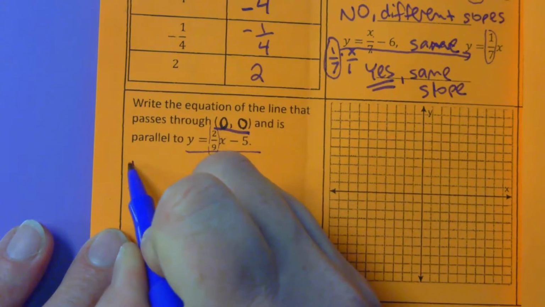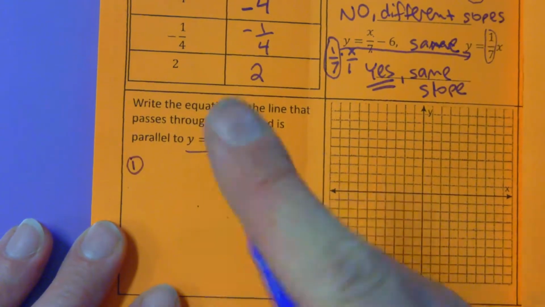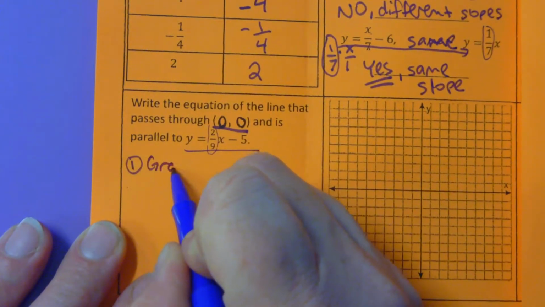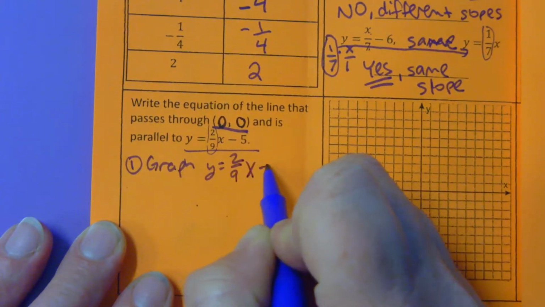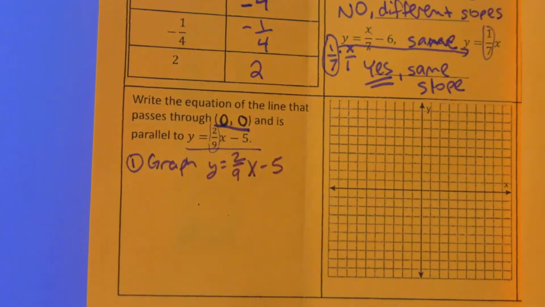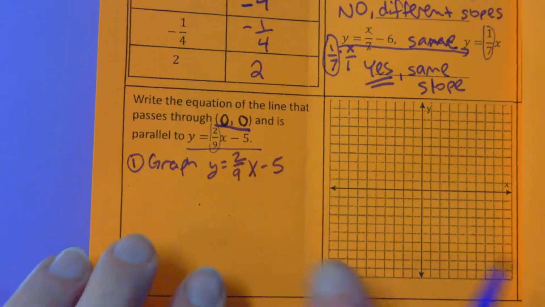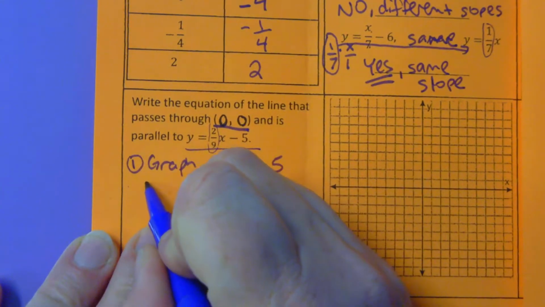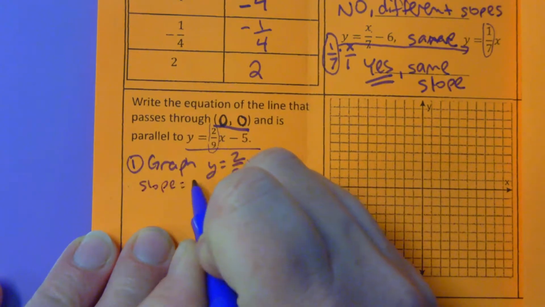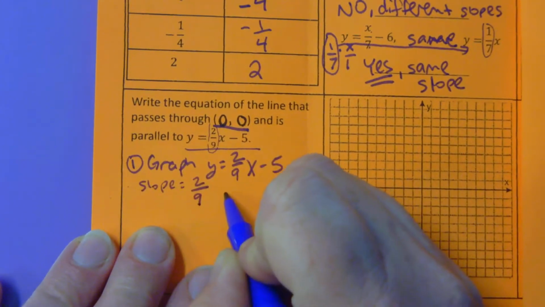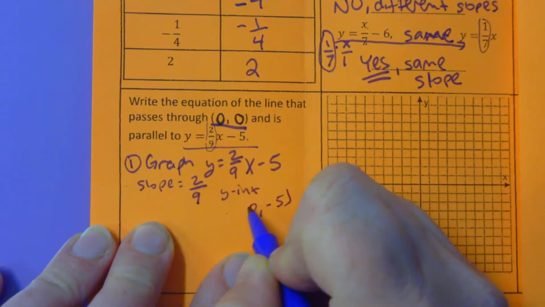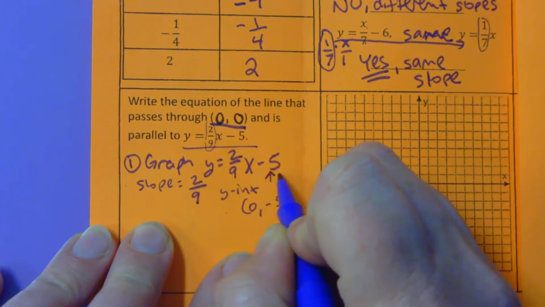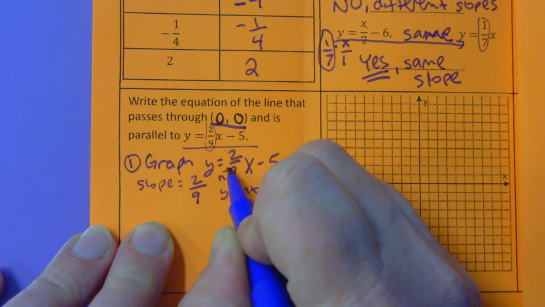The first one is graph the original line. So we're going to graph y equals 2/9 x minus 5. And we did notes on how to graph. So remember, we start with our y-intercept. So in this case, our slope is 2/9, and our y-intercept is 0, -5. This -5 is my b, and this is my m.